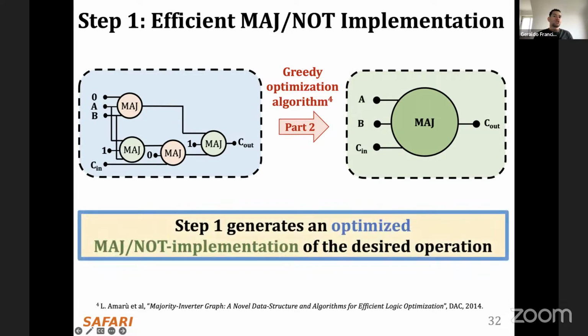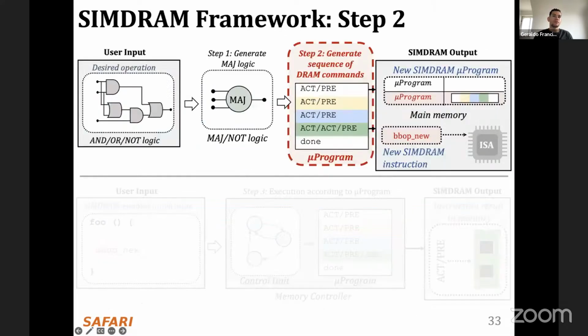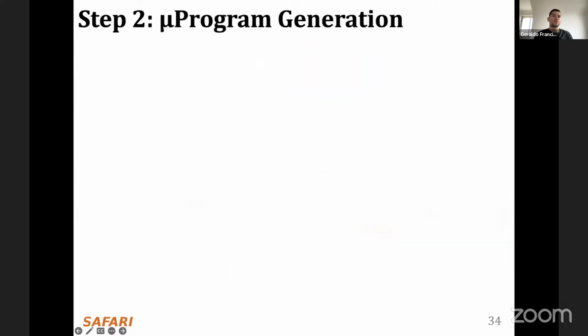For example, this picture shows the generated majority/NOT-based implementation for the carry propagation logic in a full adder, which requires only one majority primitive instead of 4. Therefore, step 1 generates an optimized majority/NOT implementation of the desired operation. Let's now take a look at step 2 of the SIMDRAM framework.